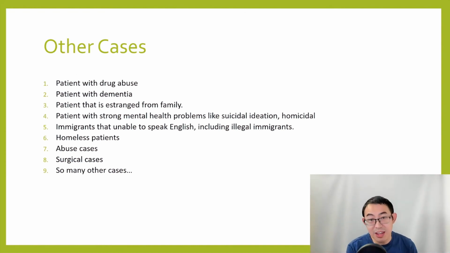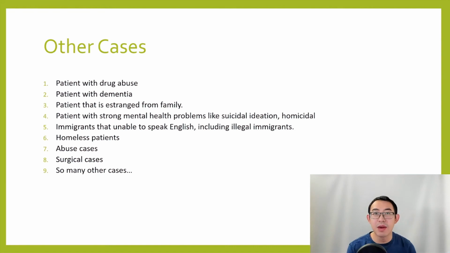For a patient who is estranged from family, who has nobody, and is stuck in the ICU because of some form of respiratory failure, the social worker needs to step up, the case manager needs to step up to look for a guardian. Or, well, we'll start from the family. Actually, I'm going to try to find a family that maybe wants to step up, like in the previous case, where the ex-wife stepped up to take care of her ex-husband. Patients with serious mental health problems, like suicidal or homicidal ideation, or immigrants unable to speak English, illegal immigrants, their resources are going to be limited.